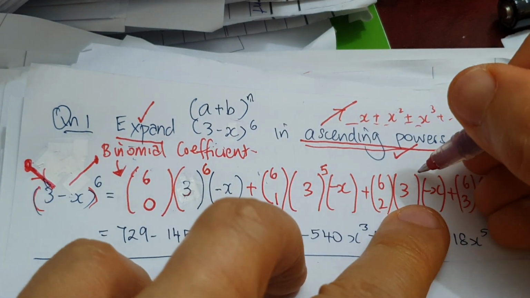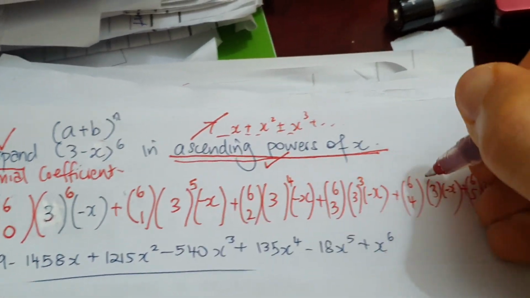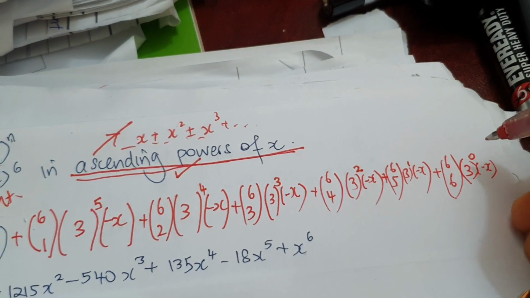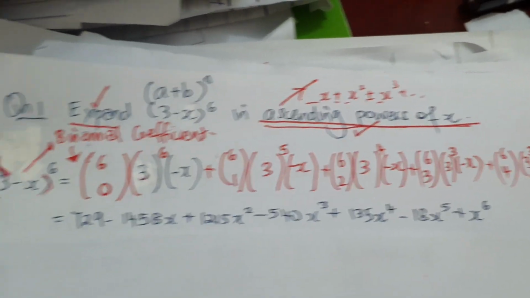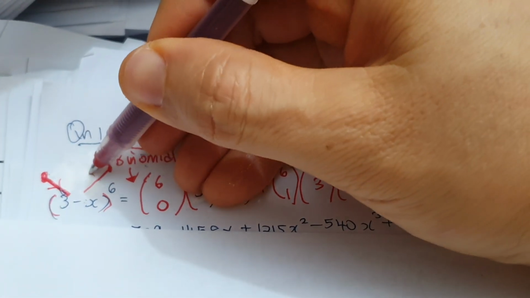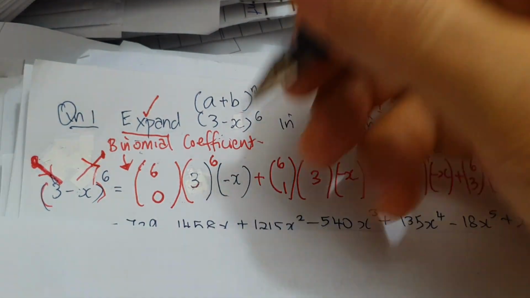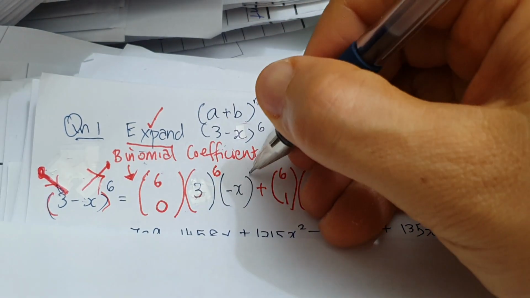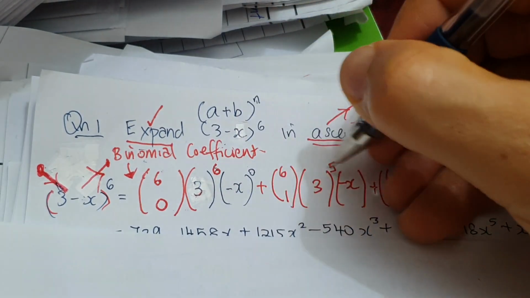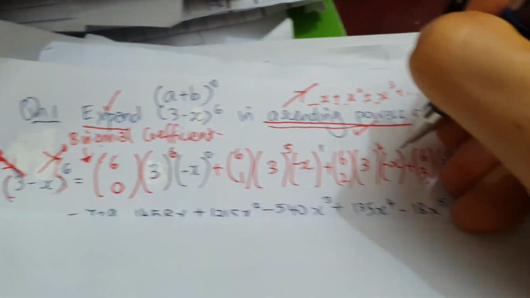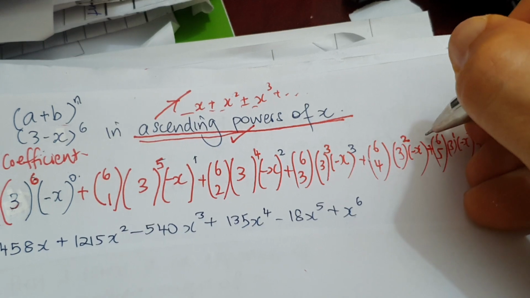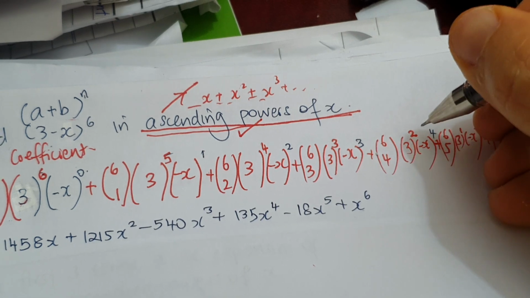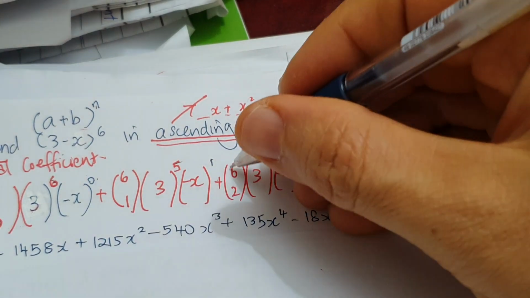6, 5, 4, then 3, 2, 1, 0. Okay, then for the second term, the power is going to increase. Okay, meaning increase from what? The lowest power is 0 lah. The lowest power is 0, highest power is 6. So 0, can you see that these two always add up to 6? You see 0, 1, you see add up to 6. Then 2, 3, 4, 5, 6. Notice the power always add up to 6.